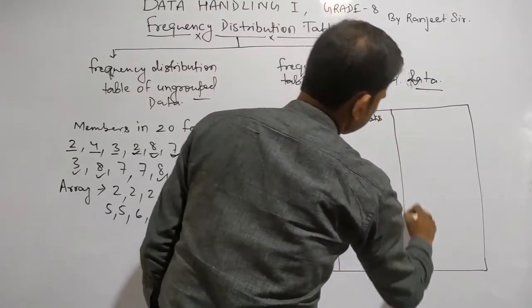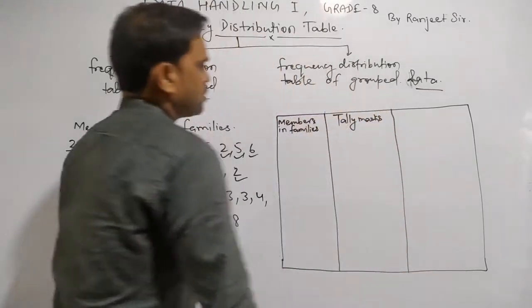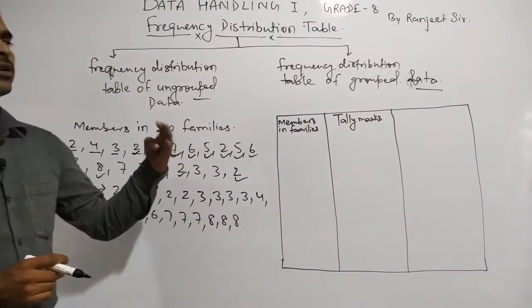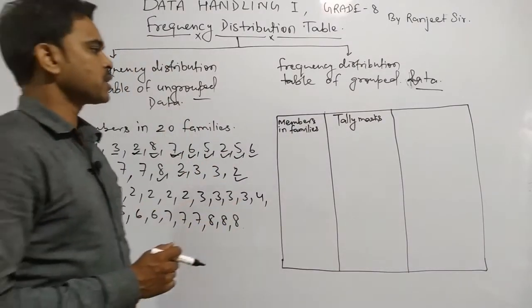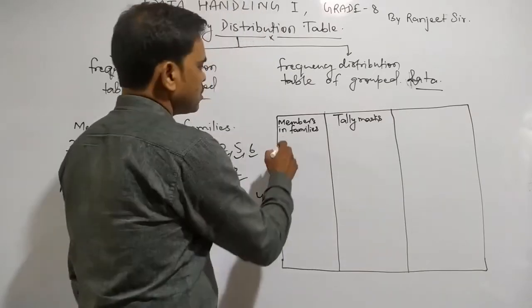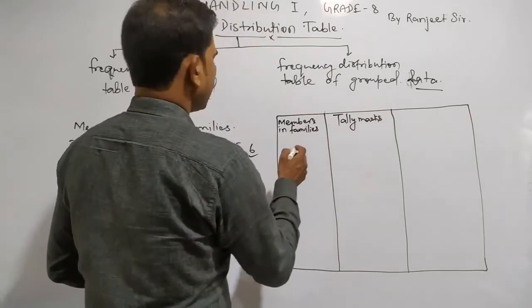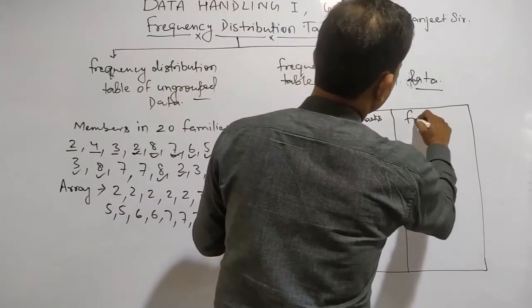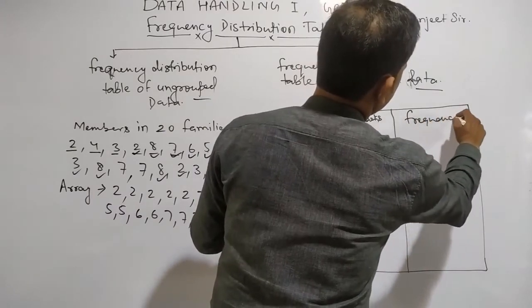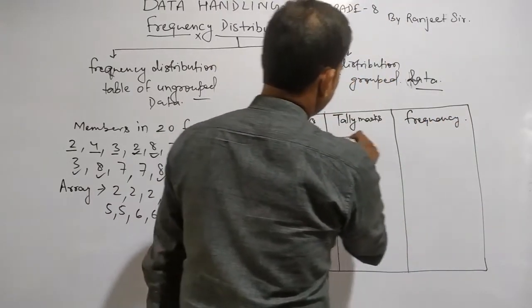What are tally marks? Let me explain. Tally marks are a symbolic representation of numbers, according to me, as I have explained. Now the next one is their frequency, and about the frequency I have already told you.